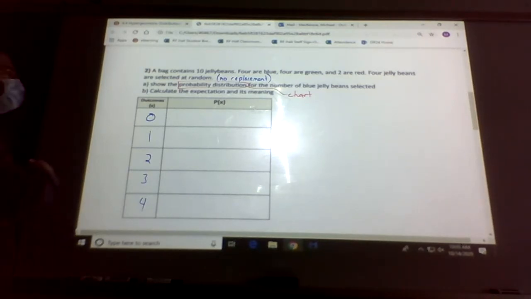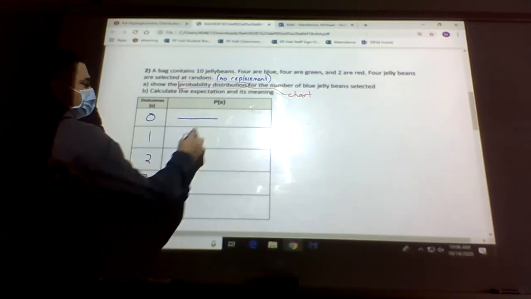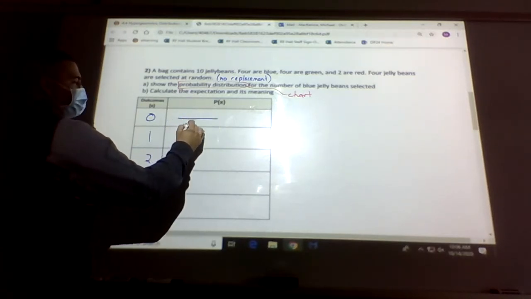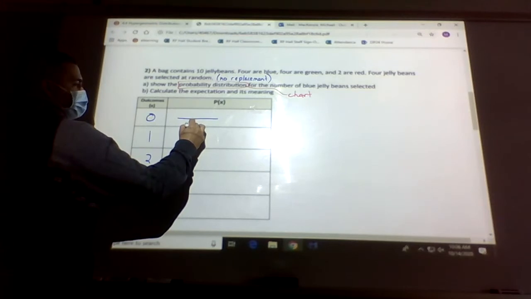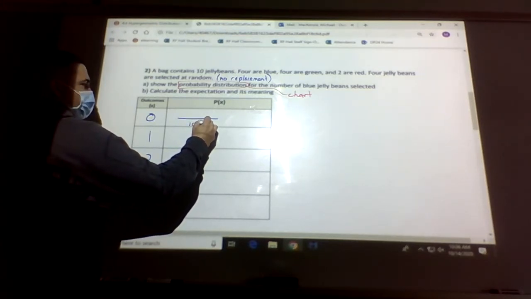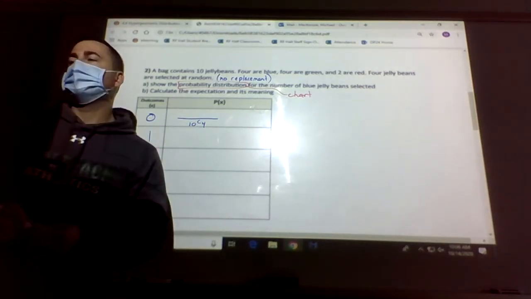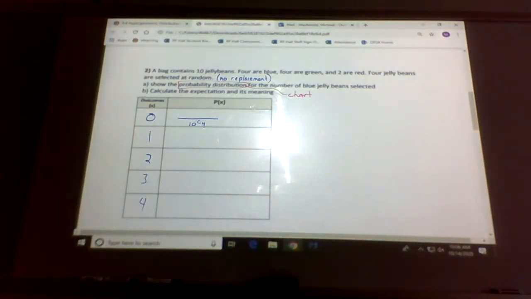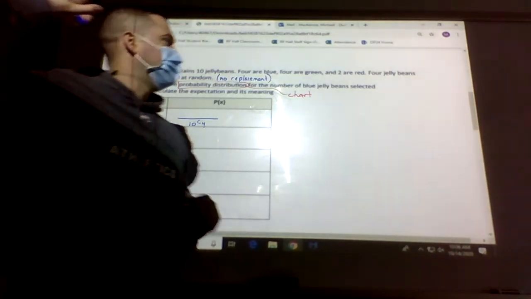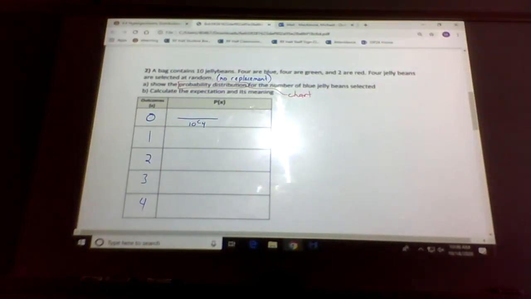Okay, so that's how it works. Let's do the bottom first. How many jelly beans do we have in total? 10, yeah. And how many are we choosing? 4. Okay, so 10 choose 4, that's our total, right? That's the number of ways we could choose 4 out of the 10. On the top, now we're going to do the blue times by whatever other color.